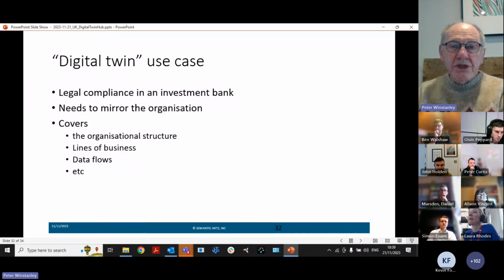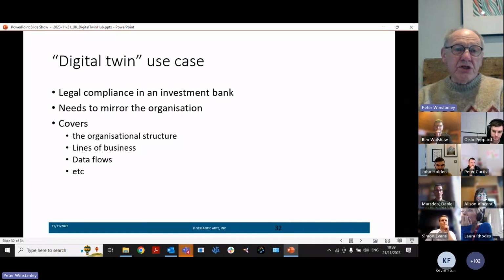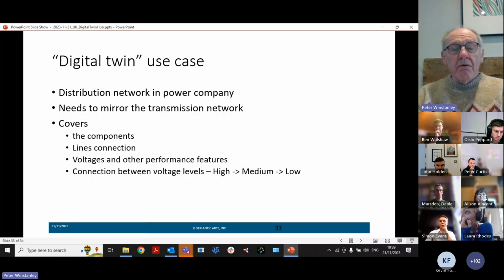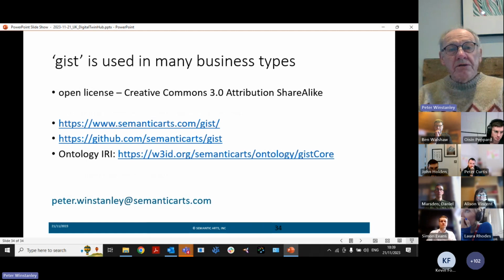Now we use a digital twin in many kinds of ways. In investment banks, we need to mirror the organization. We need to cover the structure, the lines of business, the data flows, and so on. When we work with things like power companies, we've been needing to mirror the transmission networks, covering the components, the line connections, the voltages, and so on. So the important thing is that gist is very, very flexible.